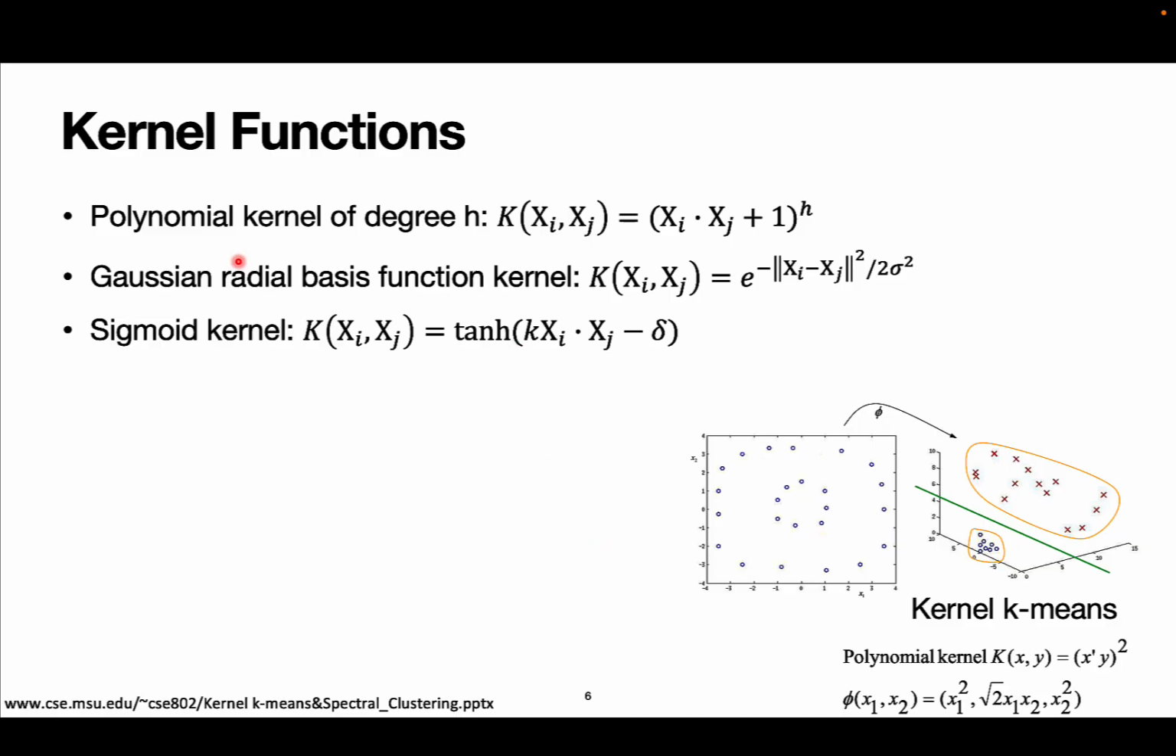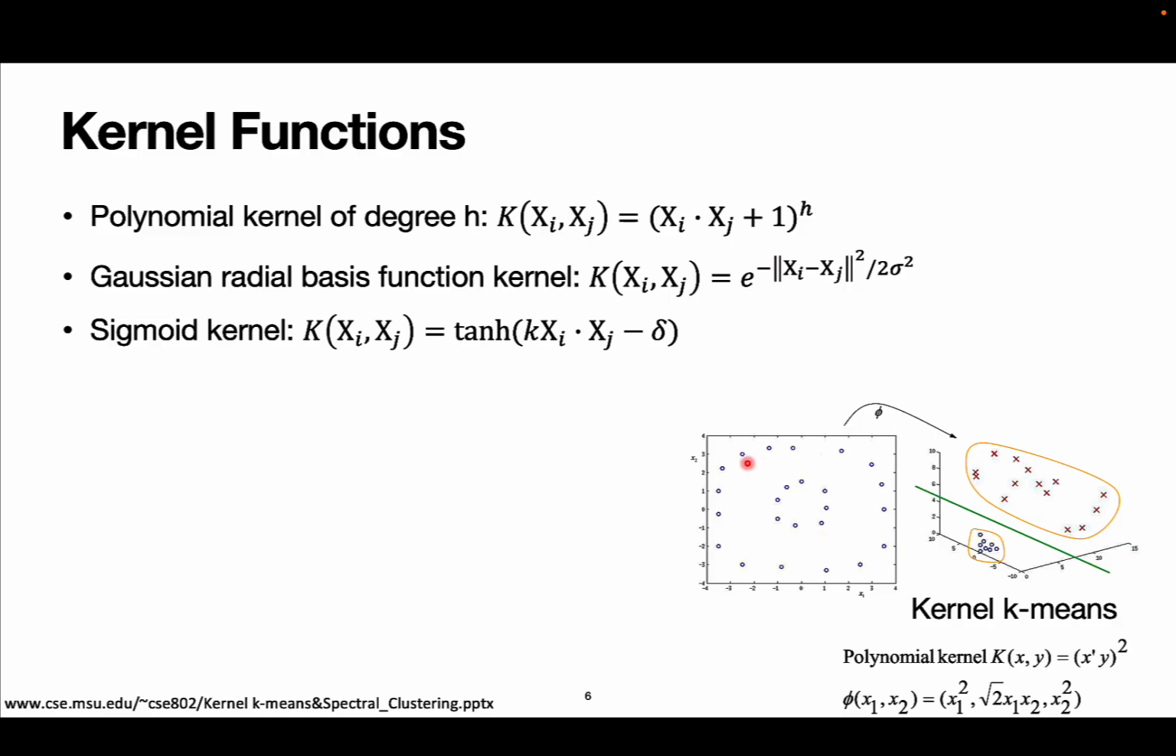The first is the polynomial kernel of degree h, defined as the dot product between the features plus 1, all to the power h. This kernel measures similarity not only based on the direct dot product, but also includes higher order feature interactions up to degree h. For example, with a quadratic kernel, we are effectively including all squared and cross product terms of the input features. So it's capable of detecting non-linear boundaries between the clusters.